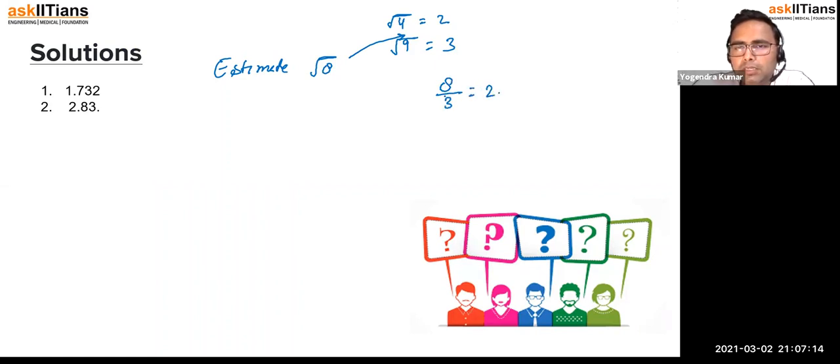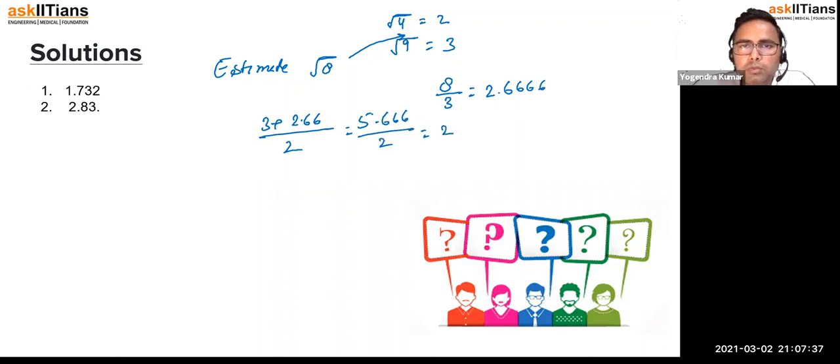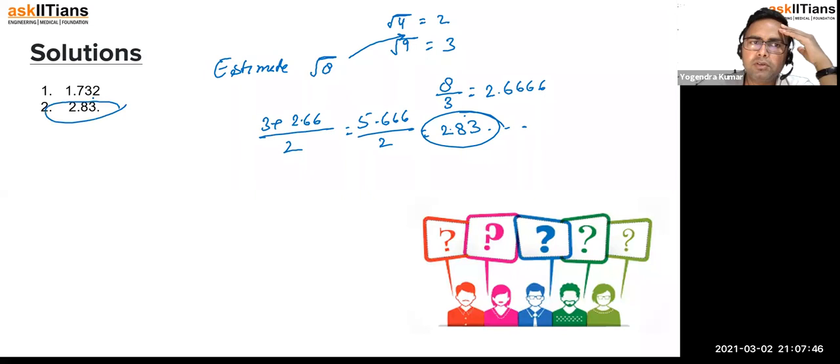2 point, now 3 2s are 6, 6, 6 like this. Okay, now we got this. So take the average of what? We will take the average of 3 plus 2.666, right, divided by 2. So we get 5.666 divided by 2. So what do we get? 2.8333 and so on, right? Now we can repeat again to get a perfect answer, but I think we already got our answer, right?